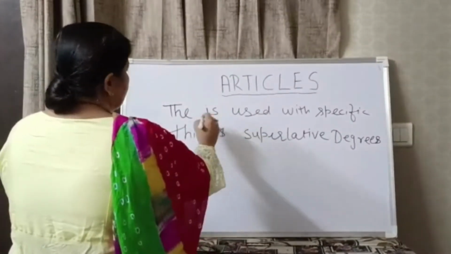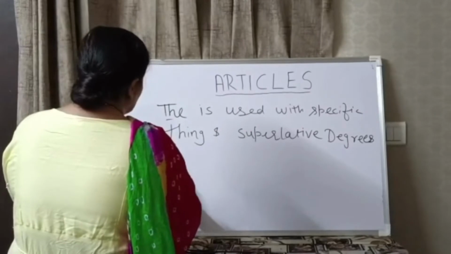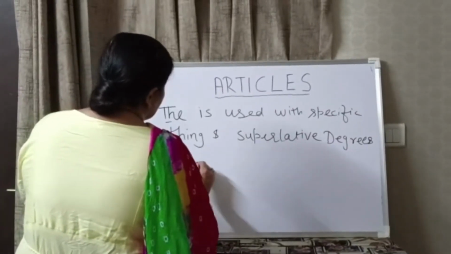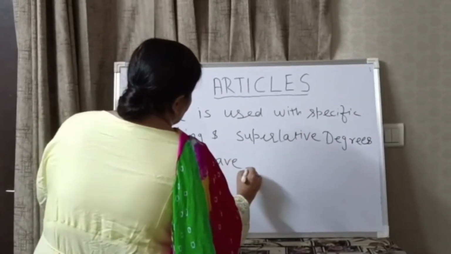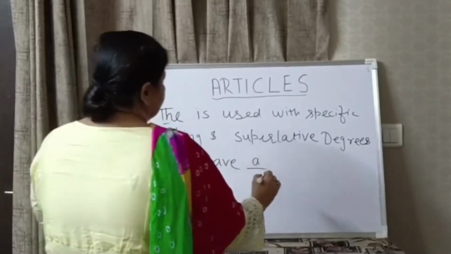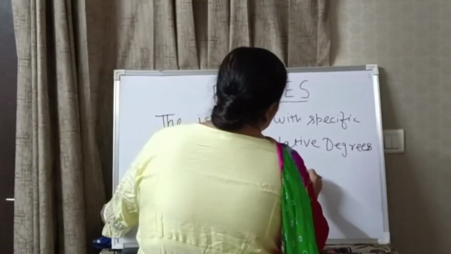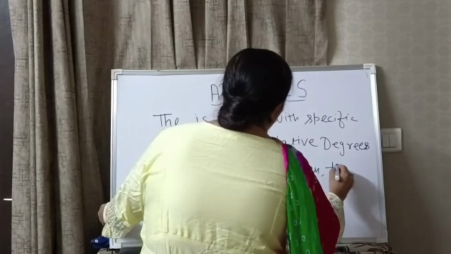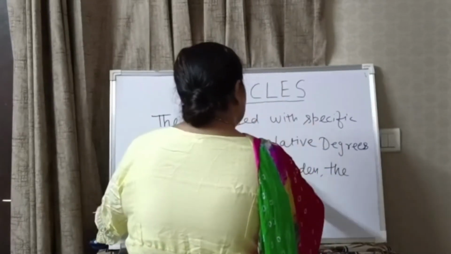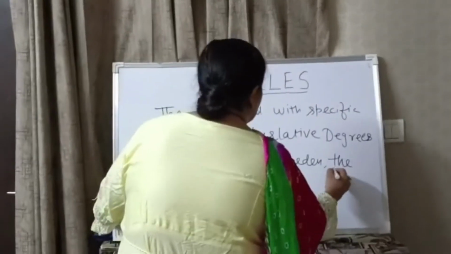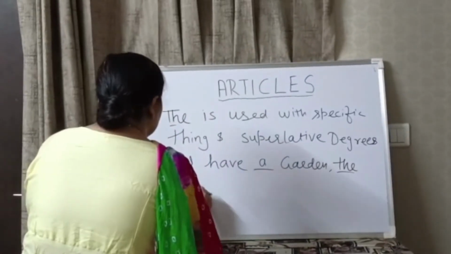So first of all we will discuss how the is used. Suppose I said I have a garden. The garden is full of roses. It means I am talking about particularly that garden. I have a garden. The garden is full of roses.